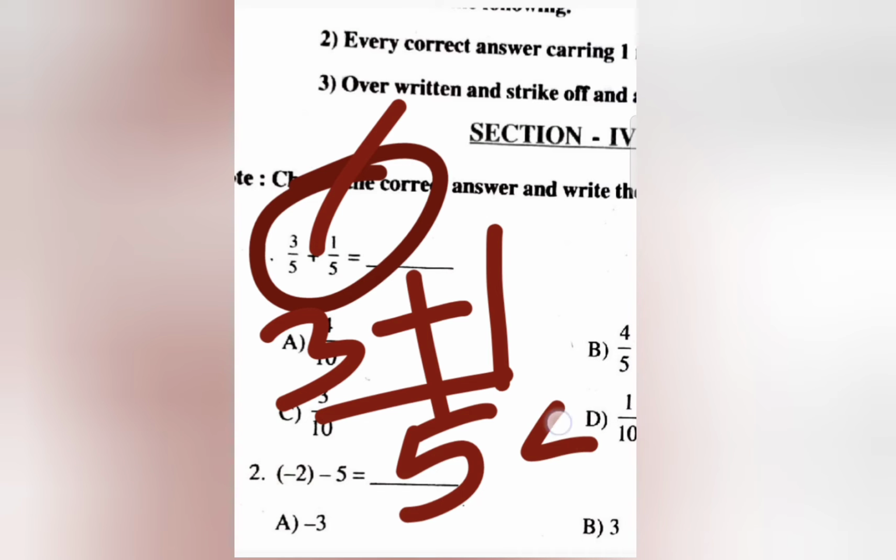Just what we need to do is write down the denominator as it is, and the numerators, what are the given numerators here, 3 and 1, and the given operation is addition. So 3 plus 1 means we'll get 4 by 5. So our answer will be 4 by 5.